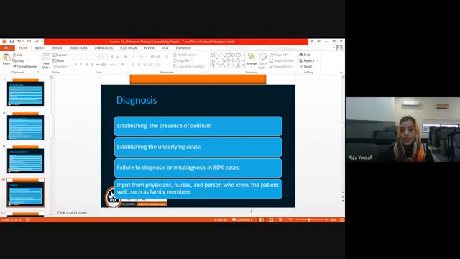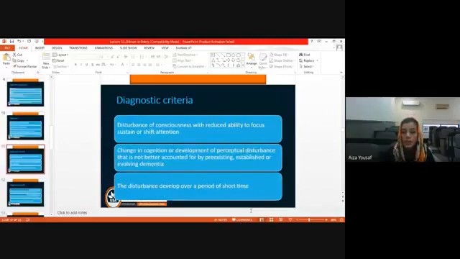Failure to diagnose or misdiagnosis occurs in delirium in 80% of cases, and there may be input in the diagnosis of delirium. The input will be given by physicians, nurses, and persons who know the patient well, such as family members. When we know the patient well, his personality and his mental status, then we can identify the changes which occur in their mental status.